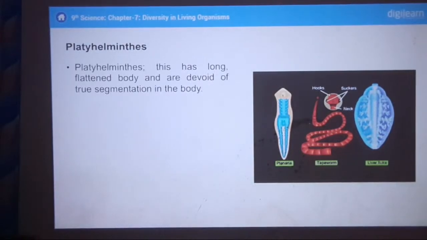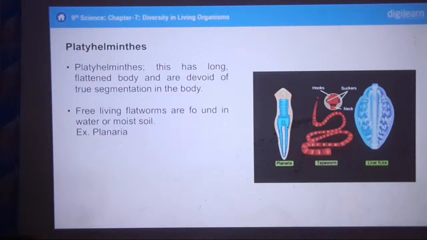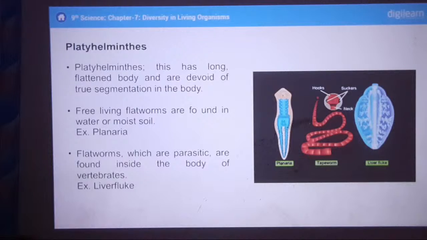Platyhelminthes. Platyhelminthes is a group of long, flattened animals which are devoid of true segmentation in the body. Hence, these animals are called flatworms. Flatworms which are free-living are found in water or moist soil. Parasitic worms are found inside the body of vertebrates. The body wall in flatworms is composed of 3 layers, hence they are triploblastic animals.